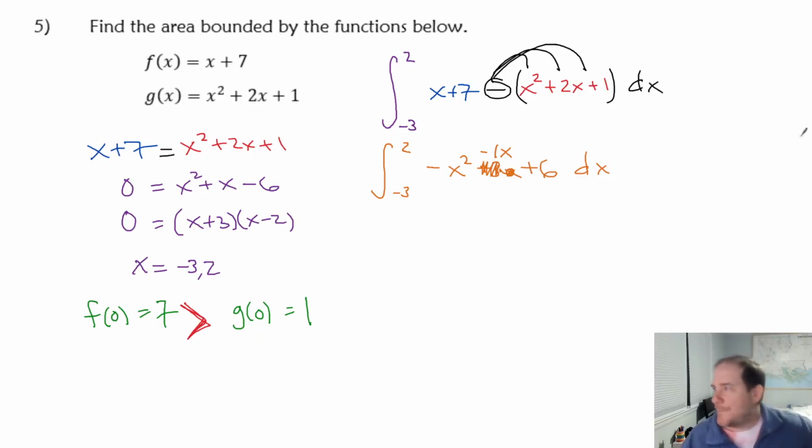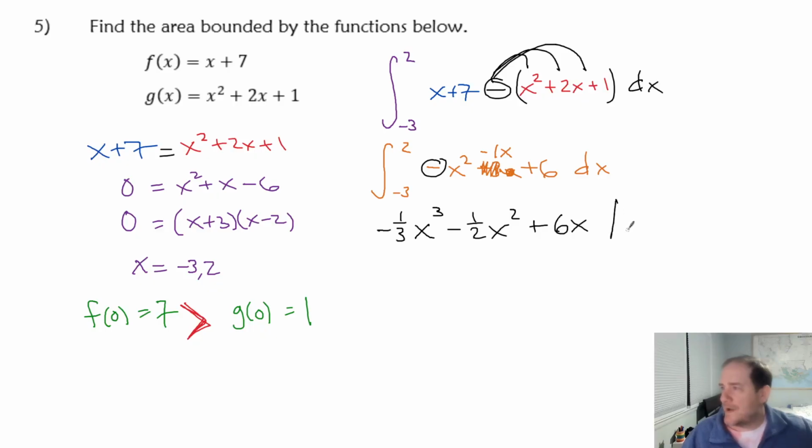Okay, so this time I won't mess around with the limits of integration. We'll just deal with the fact that there's a negative in the front. It's not like it's that hard. But again, this guy, his power wants to go up to 3, which means I now need a coefficient of -1/3. This guy's power wants to go up to 2, so I need a coefficient of 1/2. And this guy just wants an x on him at all, so it's 6x. And we'll evaluate from -3 to 2.